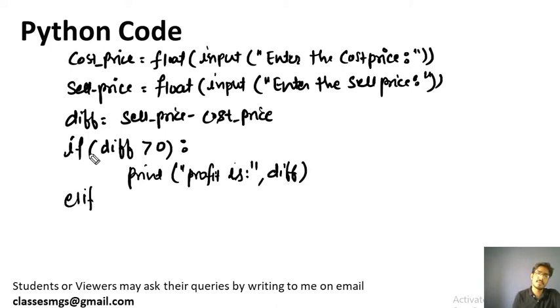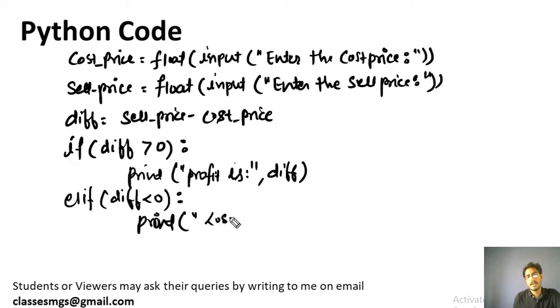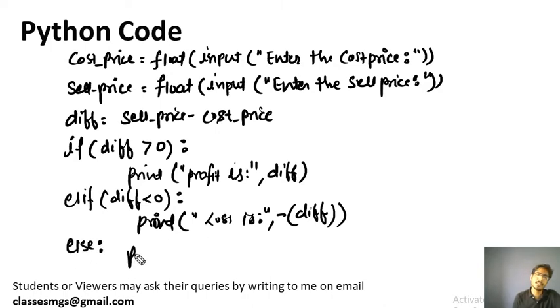Else if the difference is not positive, that means the difference might be negative. If the difference is negative, that means we have loss. And what is loss? Loss will be negative, so to convert it into positive, I am just multiplying it with a negative number so that it converts into positive. If the difference is not positive and not negative, that means there is no loss, no profit.